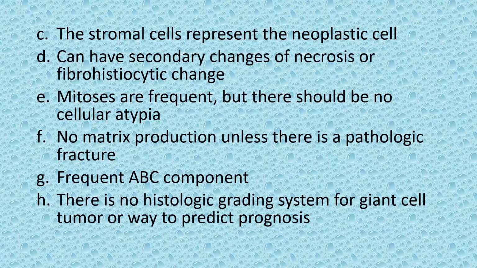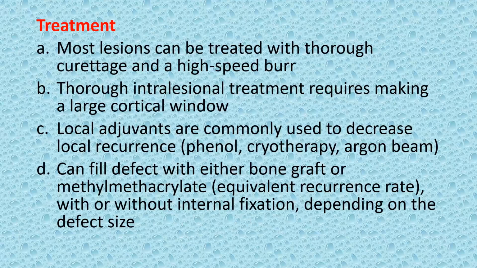Most lesions can be treated with thorough curettage and high-speed burr. Why do we use the high-speed burr? If you're treating a giant cell tumor, you should make a wide opening in the cyst so as not to miss any areas. And what you should do, you should burr, irrigate, put phenol, then irrigate, then burr. Why? Because they have pseudopods. The tumor infiltrates or penetrates bone through pseudopods. One reaming is not enough.